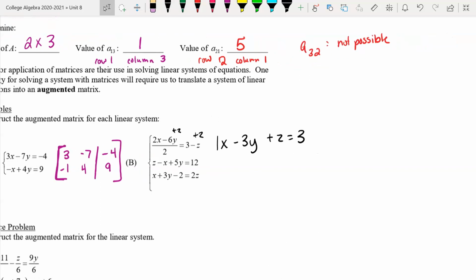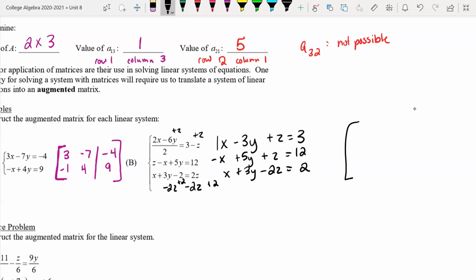The next one is out of order, but you can rewrite it in the correct order. -x plus 5y plus z equals 12. And then lastly, you have this one where the z is on the wrong side and the 2 is on the wrong side. So you're going to get x plus 3y minus 2z equals 2 because I added the 2 to the other side and I subtracted the 2z to the other side. So now it's in the correct order.